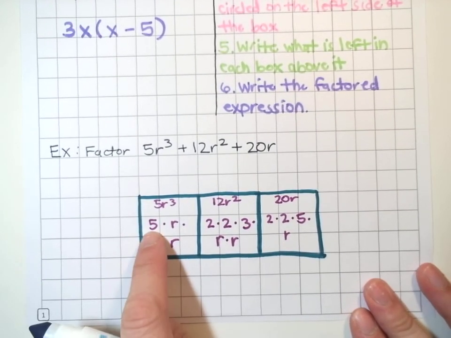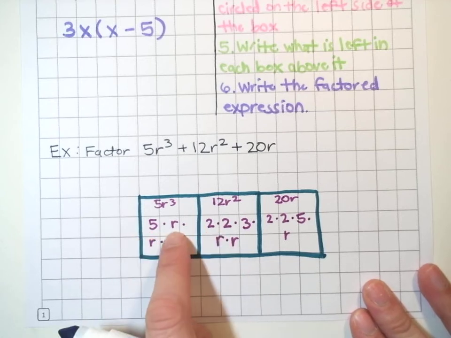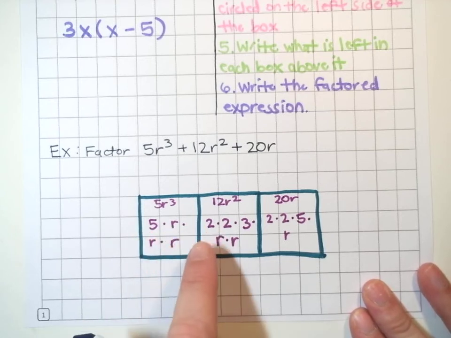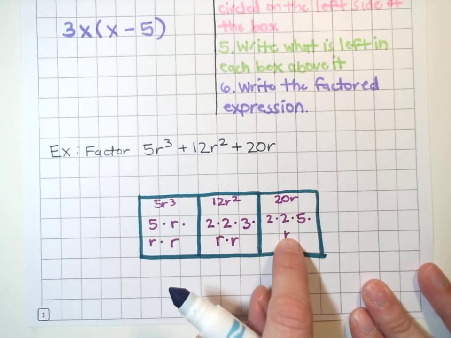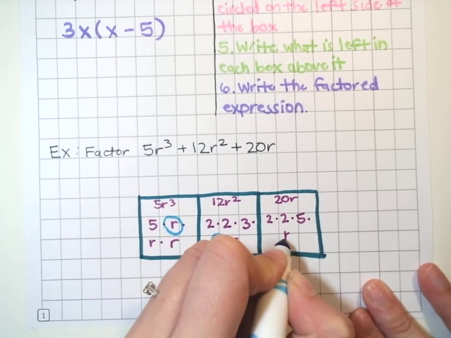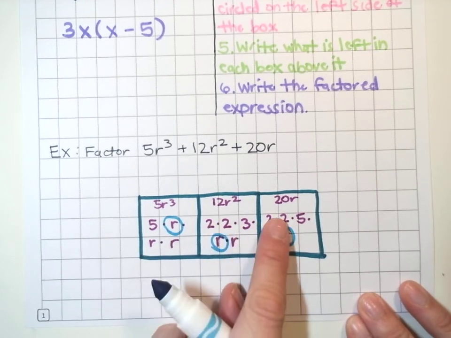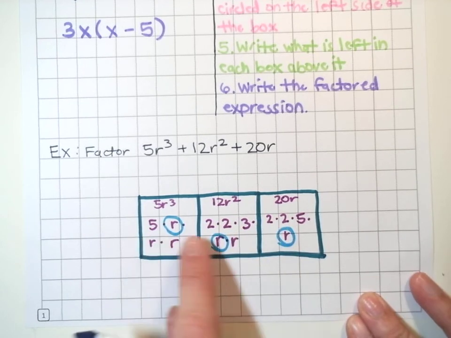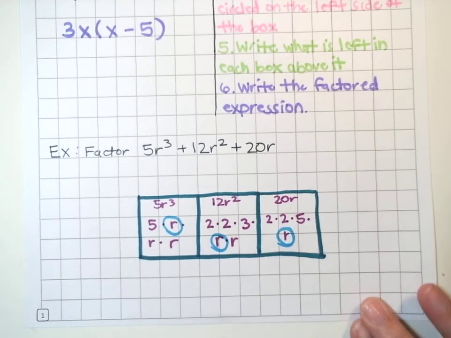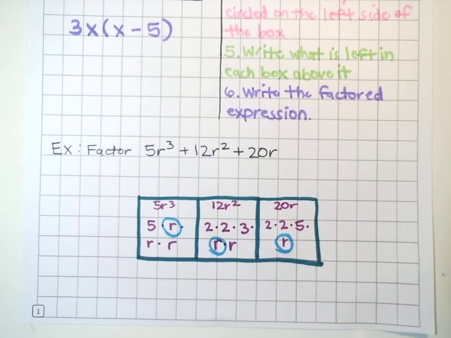So let's see, do they all have a 5? This one does not have a 5, so we cannot circle it. R, this one has an R, this one has an R, and this one has an R. So we can circle an R. And 2 and 2, but the first one doesn't, and 3, nope, so it looks like it's just the R's that we can circle.